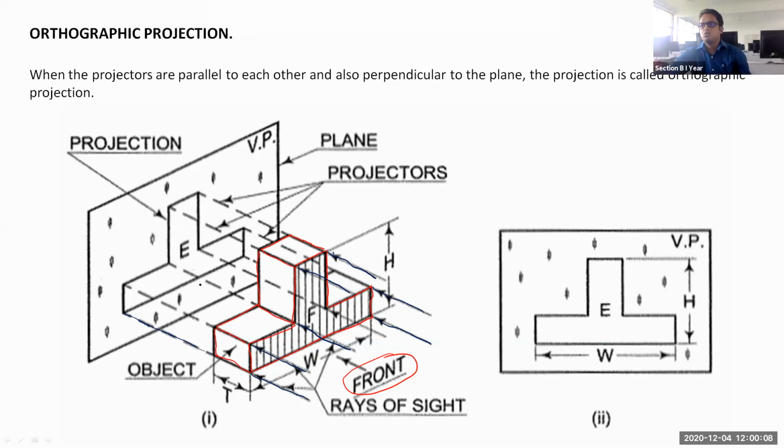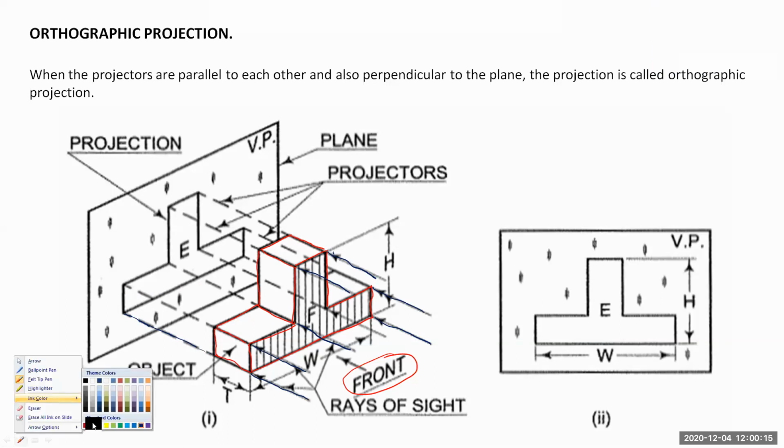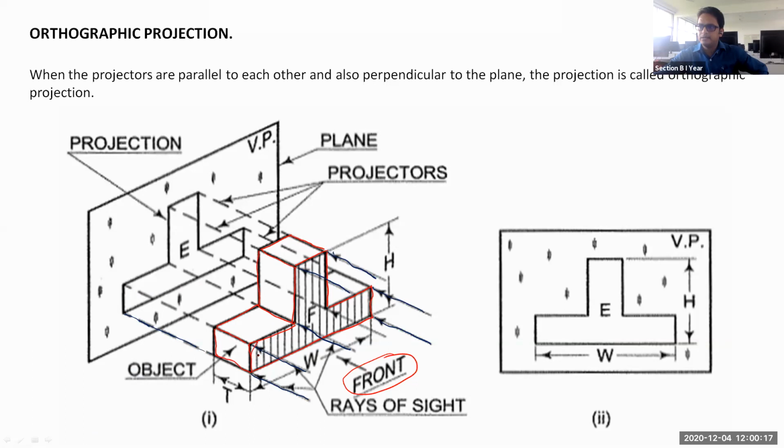Okay, so for this portion, if you look at it from the front side, the portion that I'm hatching, that face you will be able to see on your projection plane. The hatched portion that you will be able to see is drawn here. This is called the projection of your object.